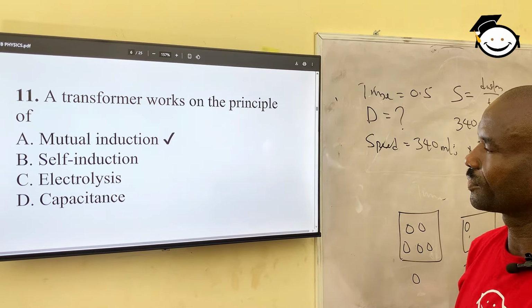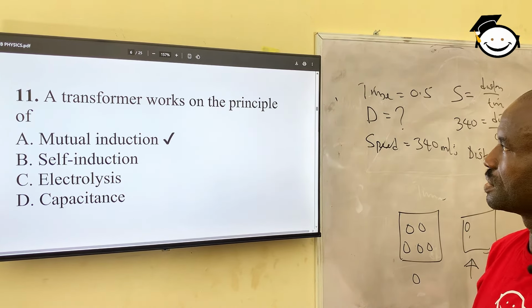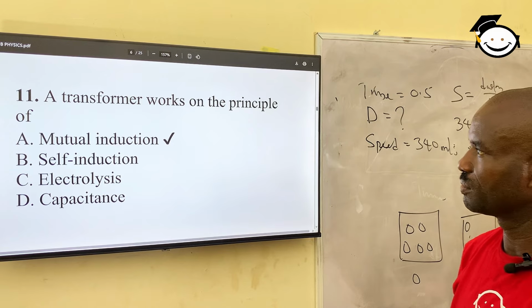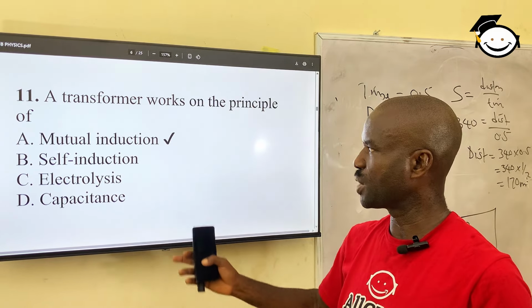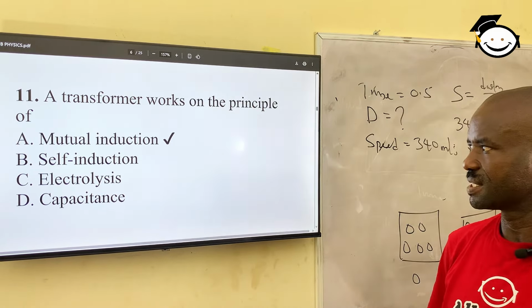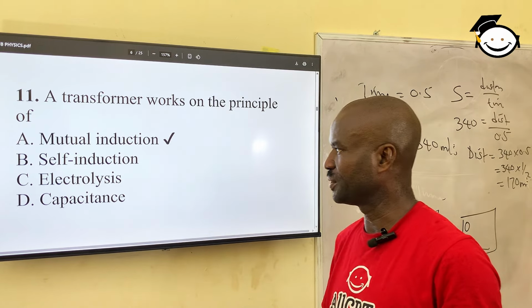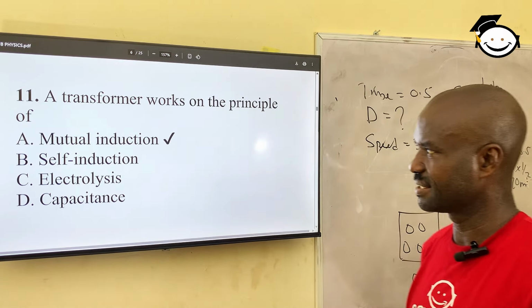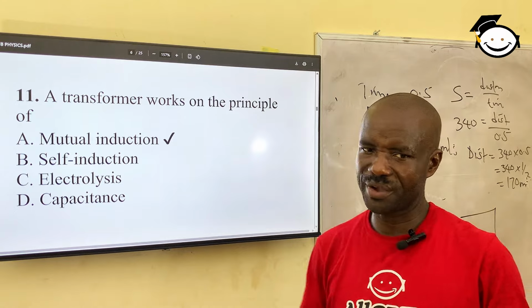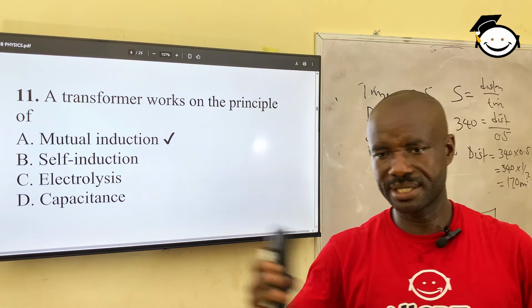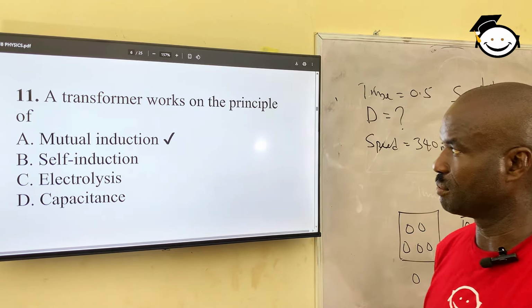Question 11. A transformer works on the principle of A, mutual induction, self-induction, electrolysis, capacitance. The correct answer is mutual induction, where we have the primary coil on one side and the secondary coil on the other side. Mutual induction.